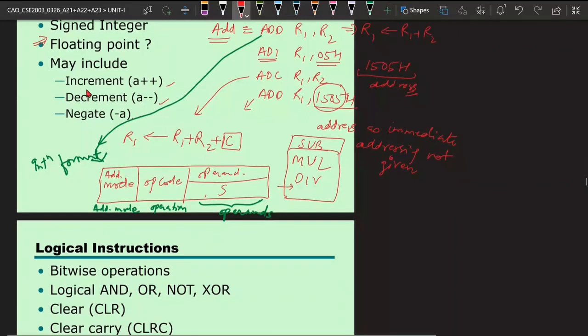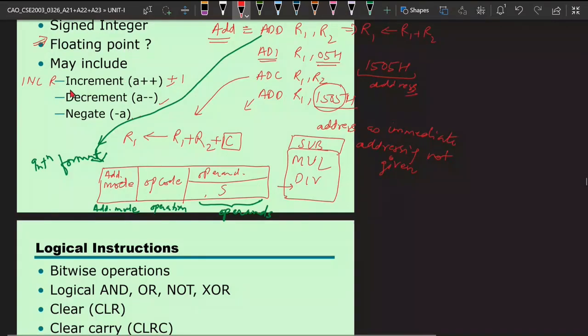It also includes increment, decrement and negate. For increment, INC is used. After INC, we need to give the register. INC means it is going to increase the content of this register by 1. So it is basically increment by 1, that is, plus 1.